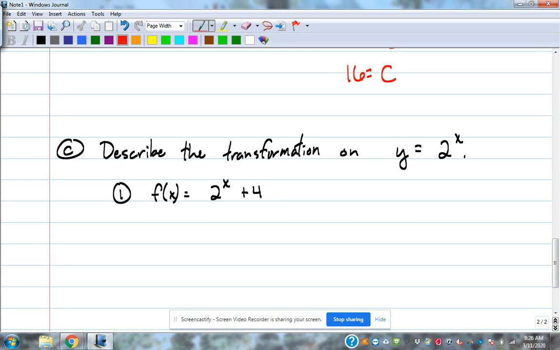This is our original graph. What did this do to that original graph? Up 4. So it was a shift up 4 units. Those same rules that we've been using all semester are still in play here. What does that do?